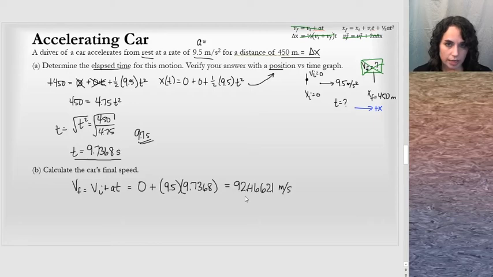I was kind of interested, 92 meters per second, how fast is that? When you do a conversion on this or plug it into a calculator, you actually get 206.9 miles per hour, which is actually a pretty interesting car. Speed up to 206.9 miles per hour in less than 10 seconds. That's one heck of a car. So I'm impressed with this accelerating car.